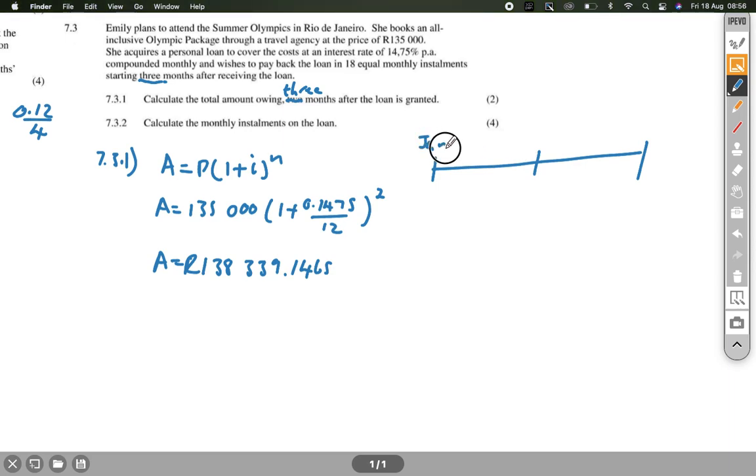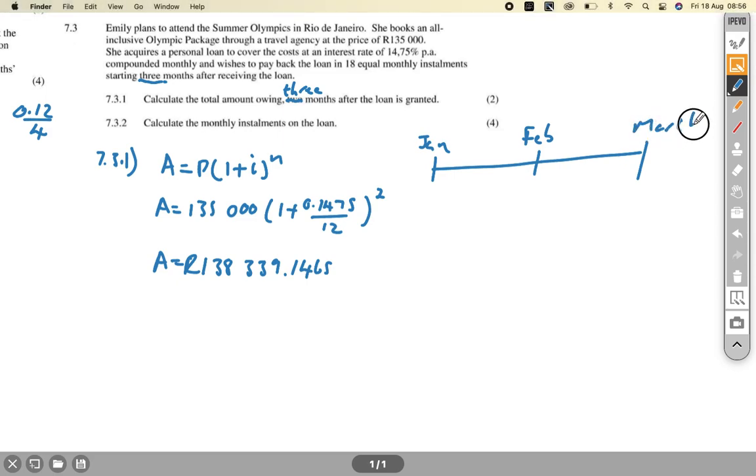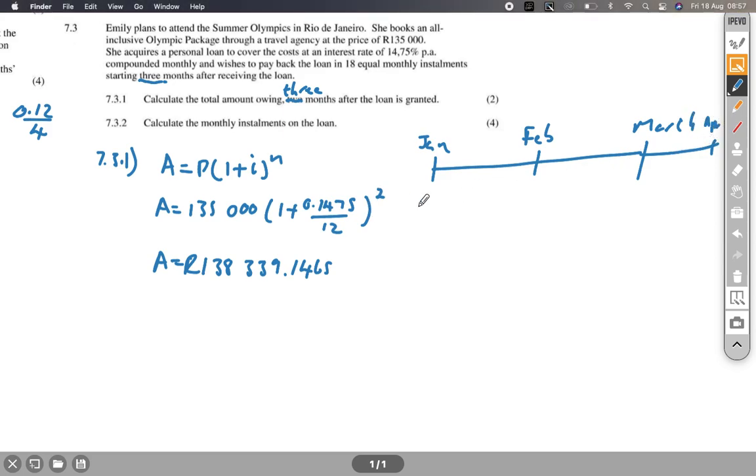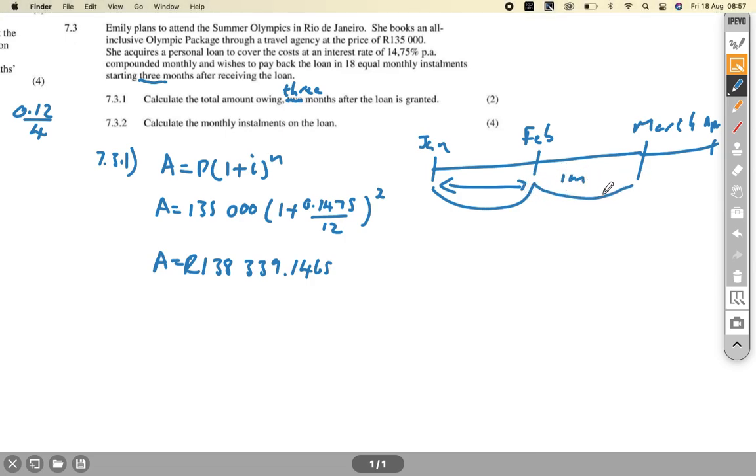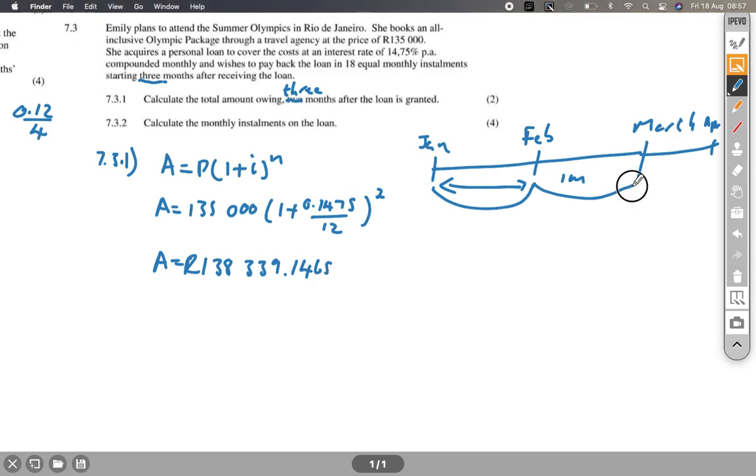loan is given in January, okay, so the loan is given in January. So the person must start paying 1 month after, which is February. But now we do not account for this because it's the way it works. So if the person doesn't pay February, that means that we're gonna account for 1 month, and then if they don't pay on March, we're gonna account for 2 months. So that's why we use two.